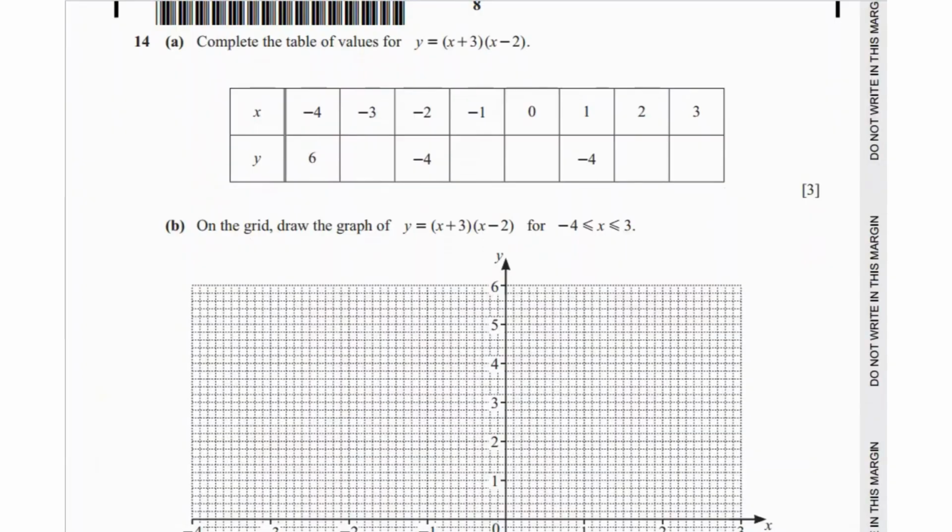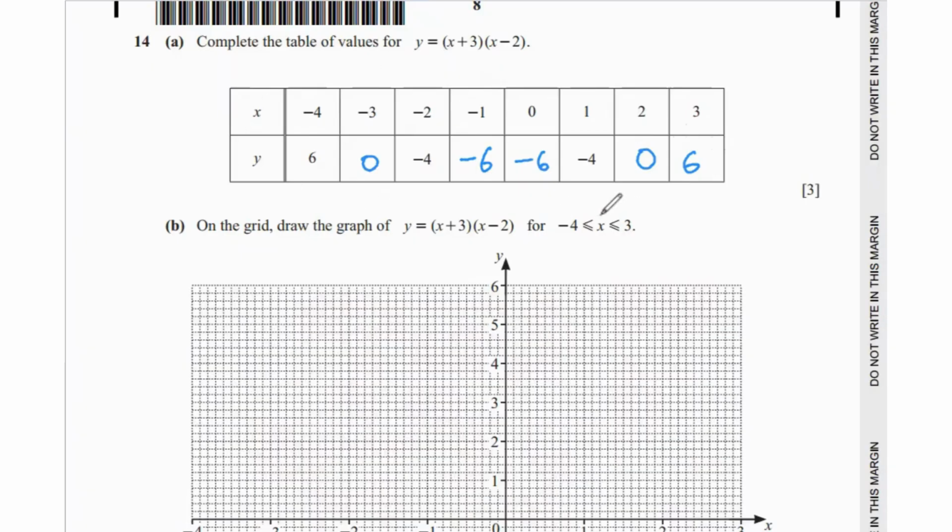Then complete the table of values for y equals x plus 3 times x minus 2. So very simple, you just substitute the values of x into the equation and find the corresponding y values. So when you substitute negative 3, we get 0. When you substitute negative 1, we get negative 6. When you substitute 0, that gives you negative 6 again. With 2, we're getting 0 again. And with 3, we're getting a 6.